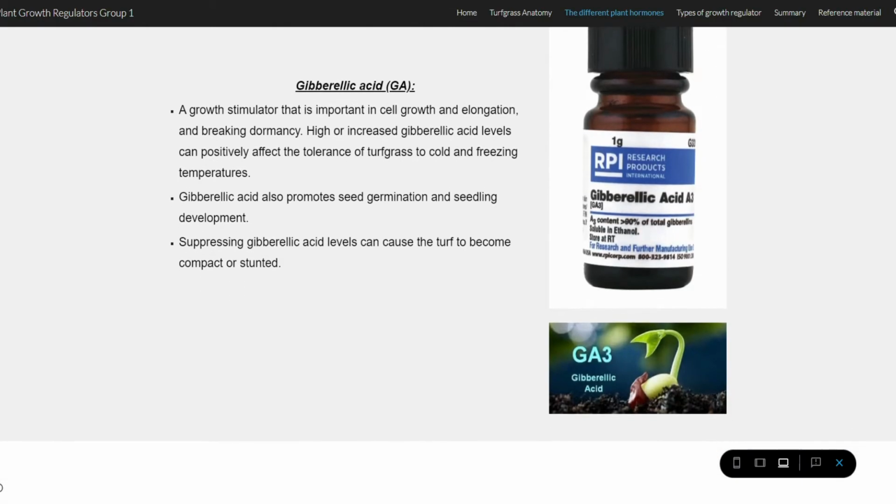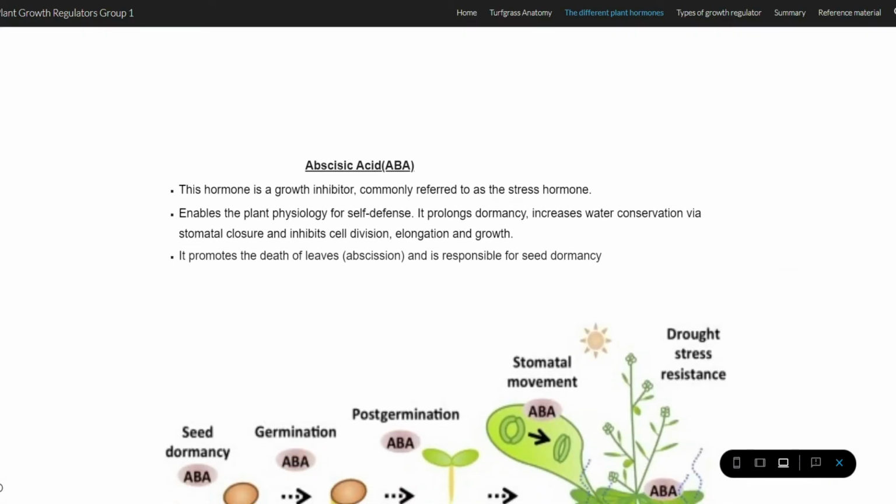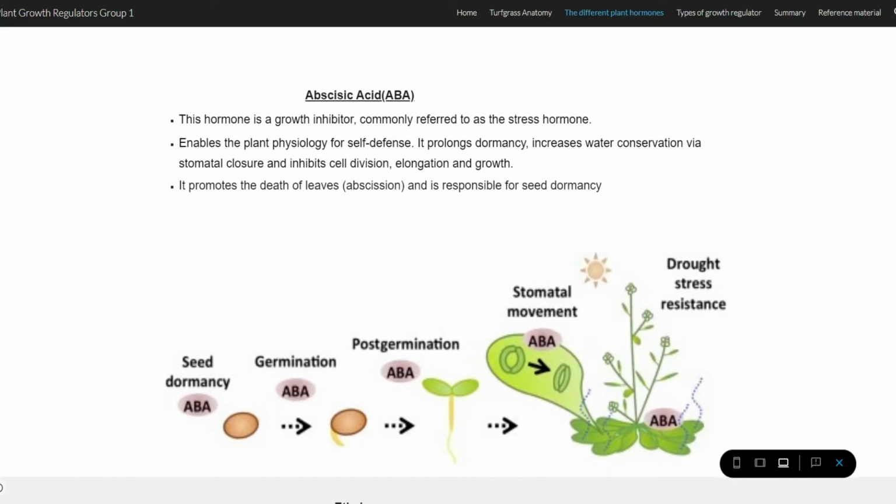And next we have abscisic acid, also known as ABA. This hormone is a growth inhibitor, commonly referred to as a stress hormone. It enables the plant physiology for self-defense. It prolongs dormancy, increases water conservation via stomatal closure, and inhibits cell division, elongation, and growth. The adding of ABA nets the same results as the suppression of GA.